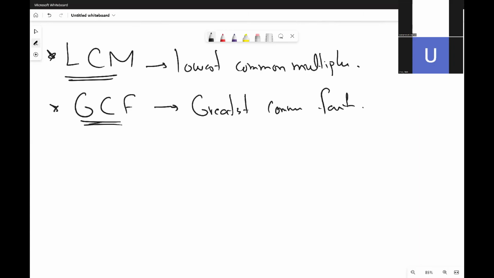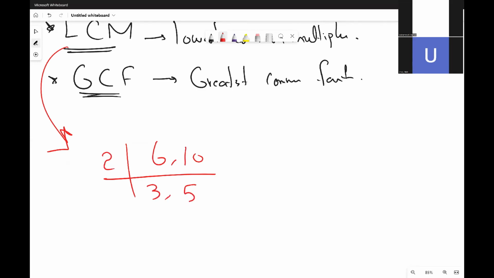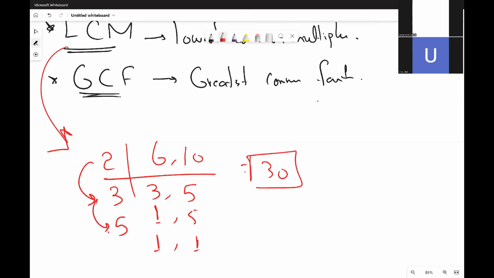How do you find LCMs? Very simple. For example, if you give them two numbers, so we're studying LCMs now. Maybe 6 and 10. So in order to take an LCM, you just divide these from the lowest possible number. 2 threes are 6, 2 fives are 10. 3 ones are 3, 5 as it is. Now 5 ones are 5. 2, 3 and 5. 2 threes are 6, 6 fives are 30. So 30 is the lowest common multiple of 6 and 10.